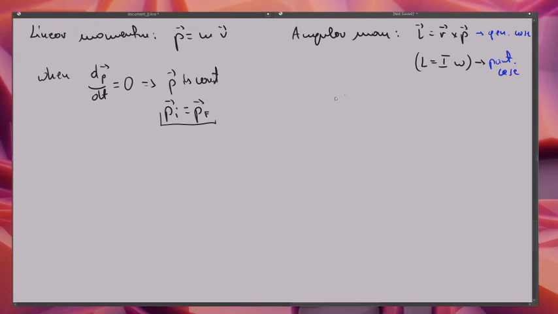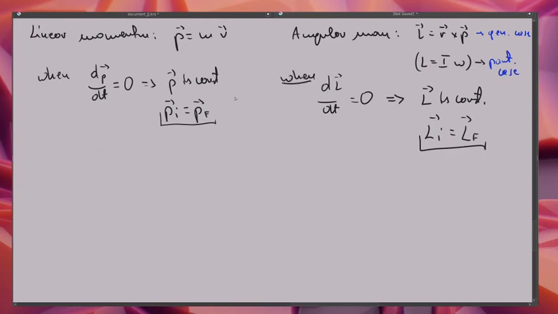Likewise, we can do something very similar with angular momentum, and with the angular momentum, we would do dL dt. We want to find out when is this 0, because when that thing is 0, then we get that the angular momentum is constant, and that means that Li equals Lf, and we have another conservation law. So we get conservation laws. And so let's see if we can figure out under what conditions the two momenta are conserved.